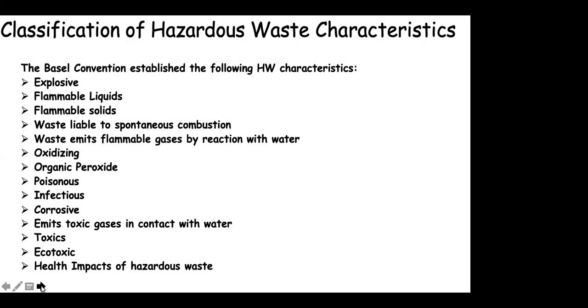So some of them can pretend to be hazardous waste that cause this. I'm not saying that the wood itself, the tree itself, it's just the effect it causes. It causes oxidizing agents, organic peroxides, poisonous materials, other infectious materials, corrosive materials, those that emit toxic gases when in contact with water. That's repeated. Toxics. There are some materials that are termed toxics, and it has all the other health impacts.